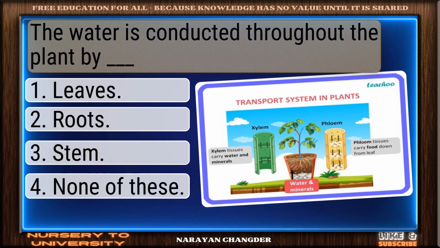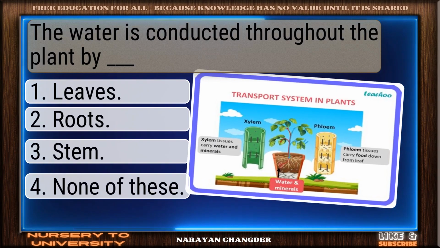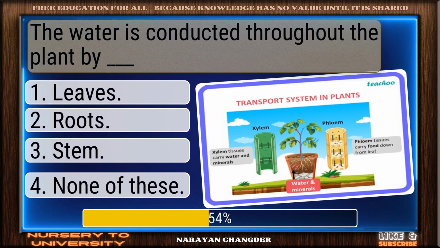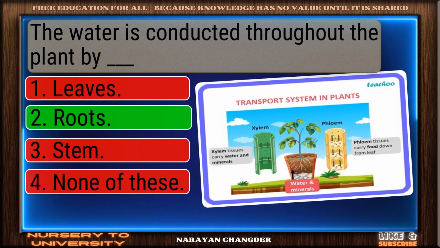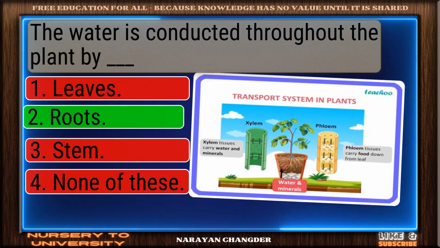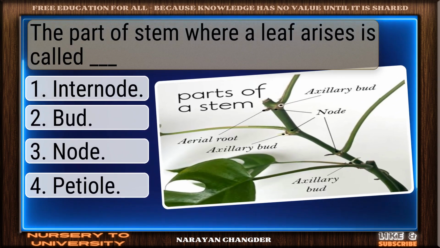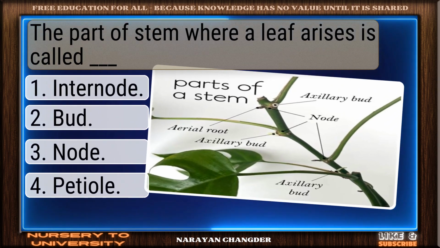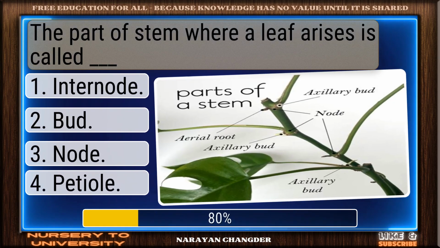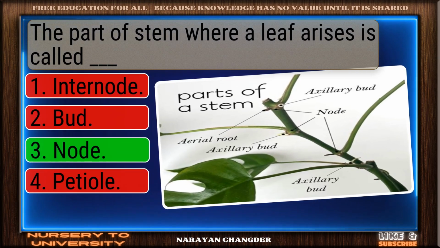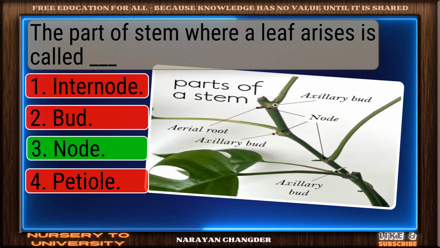The water is conducted throughout the plant by dash. Excellent choice. Roots is the right answer. The part of stem where a leaf arises is called dash. Well picked. Node is the correct answer.